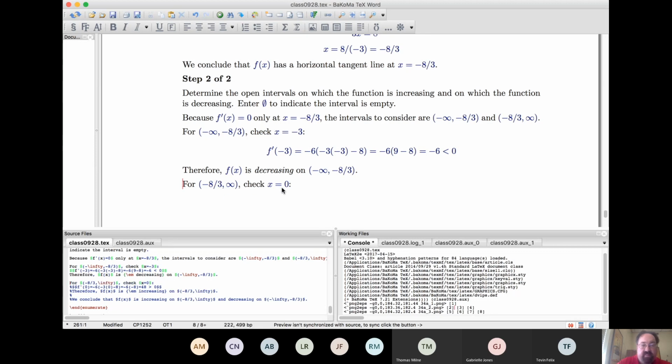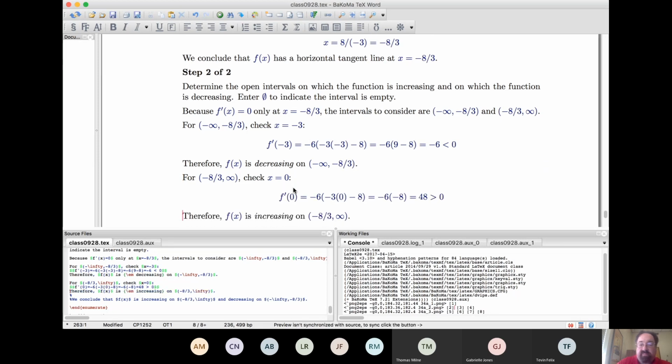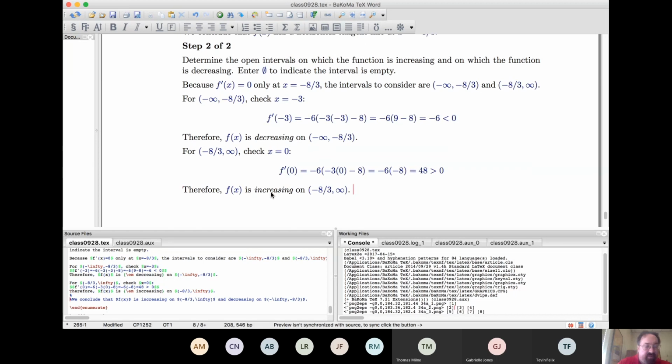And then for the other part, -8/3 up to infinity, I can again pick any x value and choose 0. And it's increasing there. Okay. So we see the intervals where it's increasing and decreasing, and that is what gets entered into the box.